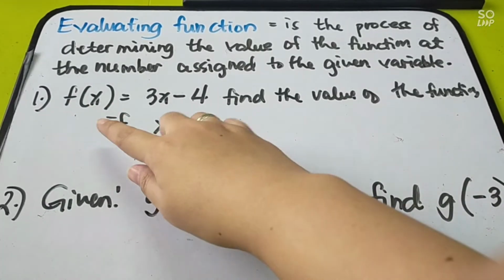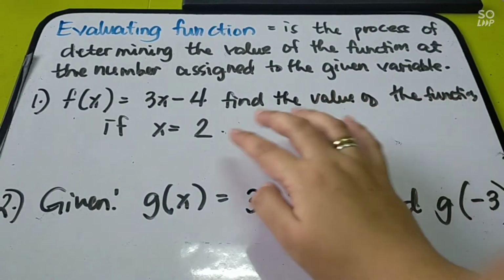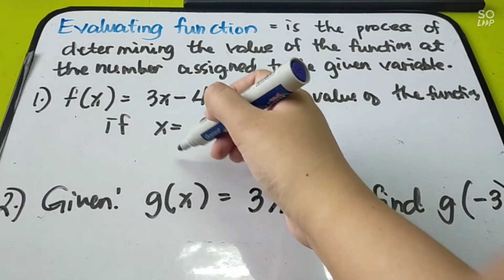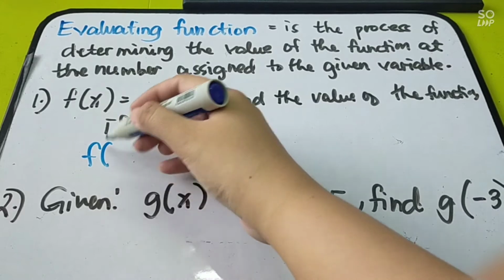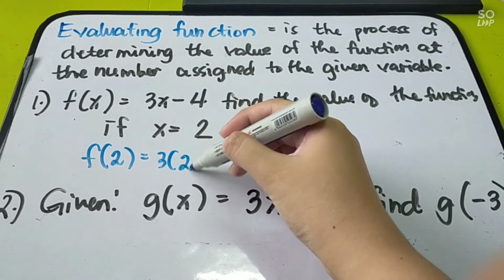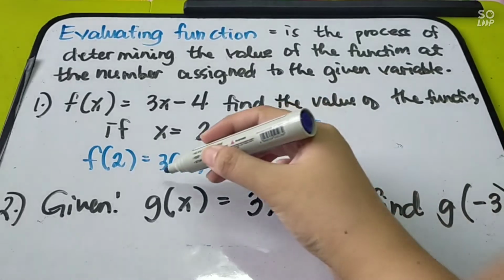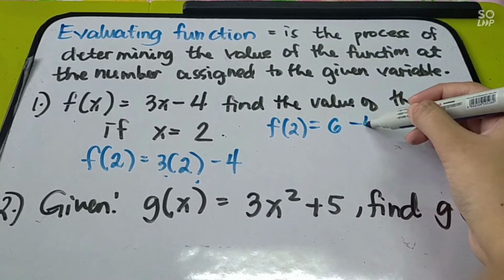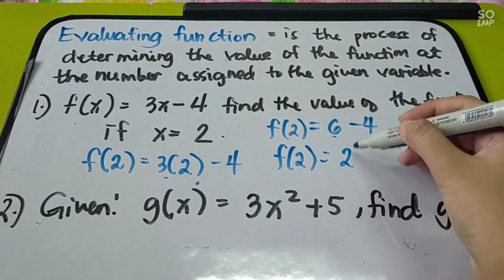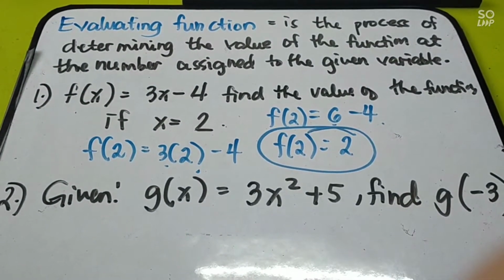For example, number 1. Ang given natin is f of x is equals to 3x minus 4. Find the value of the function if x is equals to 2. So, papalitan lang natin yung x ng 2. So, we are going to substitute. So, you have here f of 2 is equal to 3 times 2 minus 4. So, therefore, we have here f of 2 is equal to 3 times 2. You have 6 here minus 4. Then, f of 2 is equal to 6 minus 4. The answer is 2. So, that is your answer. Ganun lang kasimpleng mag-evaluate ng function.